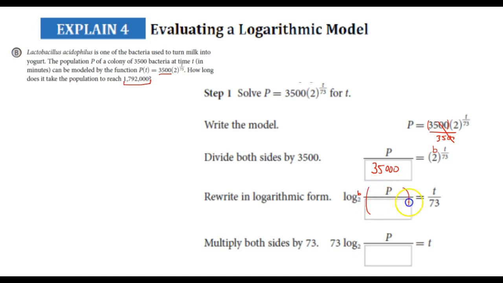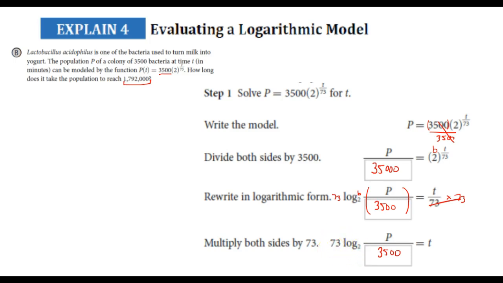times P divided by 3,500. All right, so I have T over 73. I want to get T by itself, though. What's the opposite of dividing? Multiplying. All right, so that's going to cancel out, and I'm left with T equals P over 3,500 times log base 2, 73.